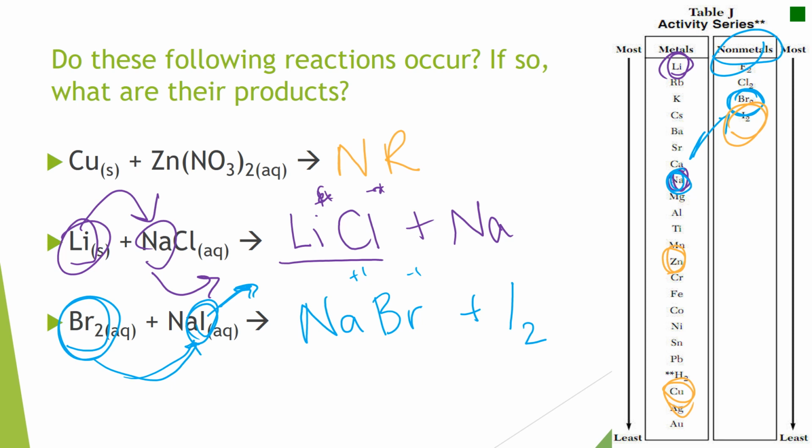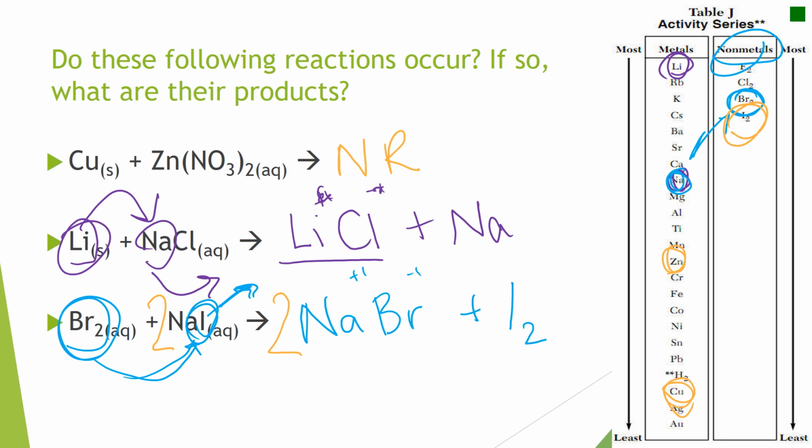Now balancing, I have 2 I's on the right, and I need 2 I's on the left, so I'm going to put a 2 in front of here. I have 2 Brs on the left, I need 2 Brs on the right, which makes it here, and now my Nas are balanced. So this would be the balanced reaction for this single replacement reaction.